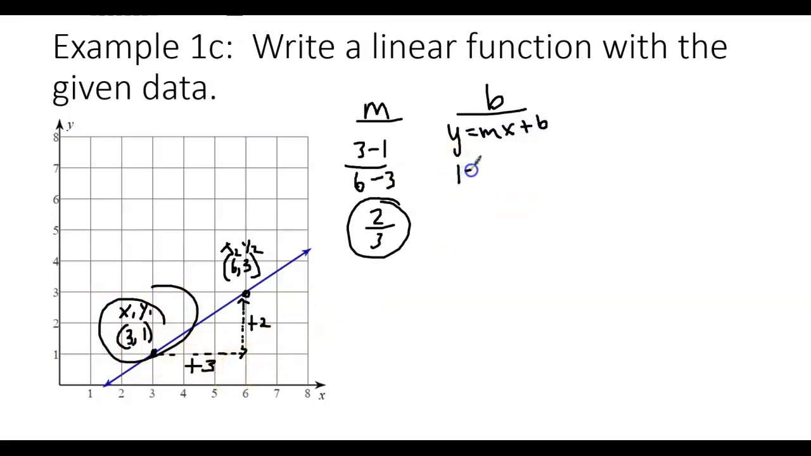So I'm going to plug in 1 for y. My slope is 2/3. And then I'm also going to plug in 3 for x. All right. Oh, I screwed that up, didn't I? I shouldn't have had the x there anymore. I'm replacing x with 3. Okay. So now how do you deal with fractions?